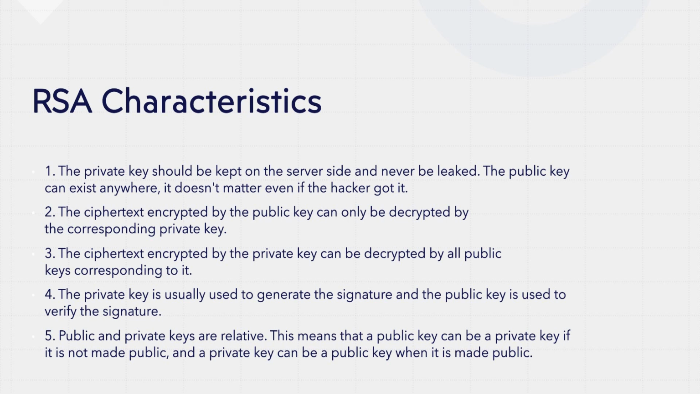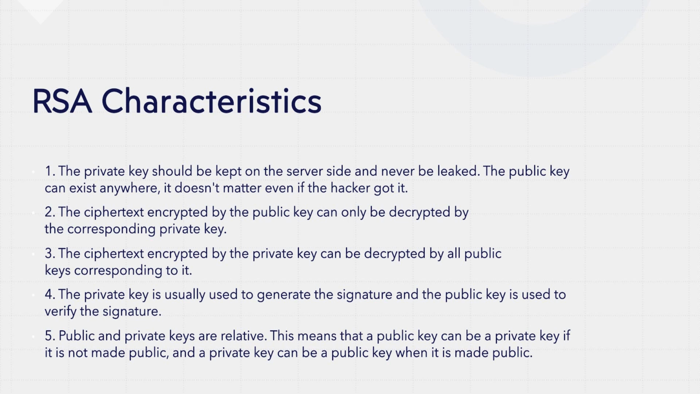So if we have a ciphertext encrypted by the private key, there are many public keys that can decrypt it. But if we encrypt it by the public key, then there's only one private key that can decrypt it. So we need to be smart when we're saying who has the private key and who has the public key. The private key is usually used to generate the signature, and the public key is used to verify the signature. And we will talk about signatures more after too.